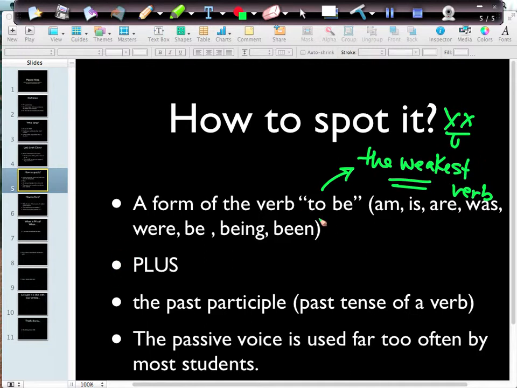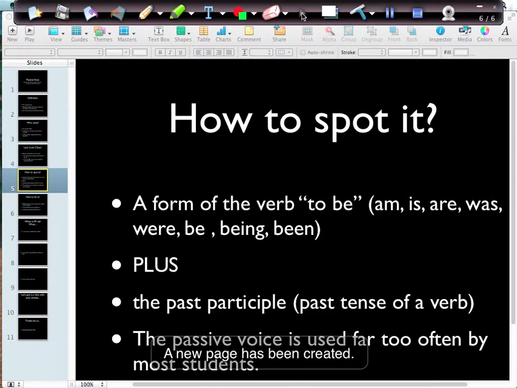So when we see a form of to be plus the past participle, which is just a fancy way of saying the past tense of a verb, basically something that ends in ed, we're using passive voice. The passive voice is used far too often by most students. We get it? That is using passive voice. You get the irony? Thank you. Okay, making sure you're awake.